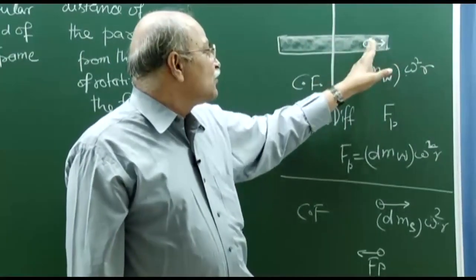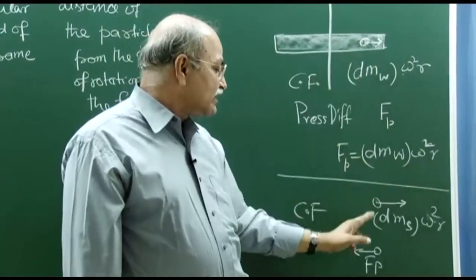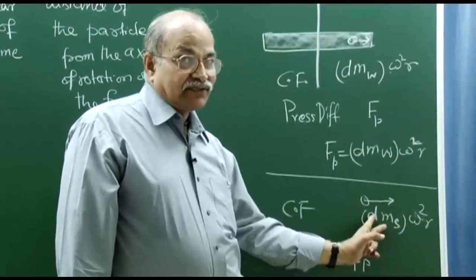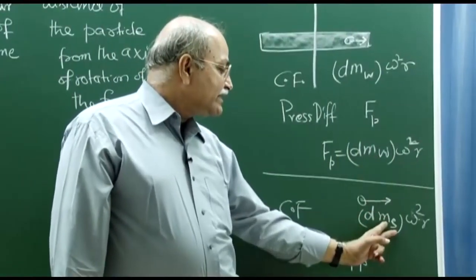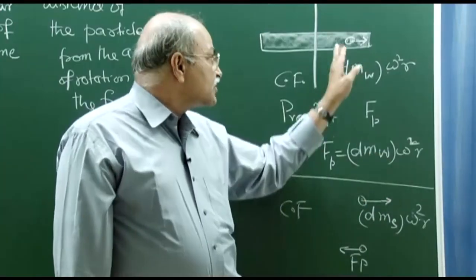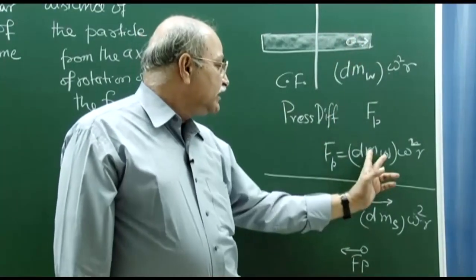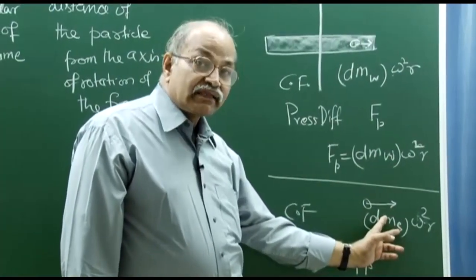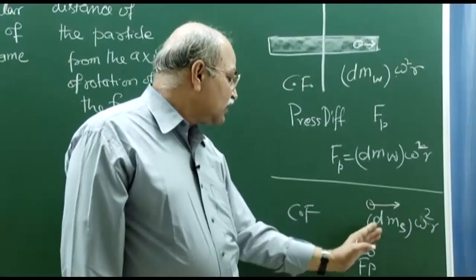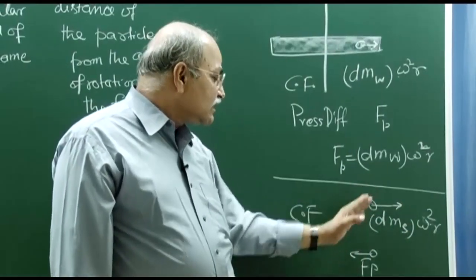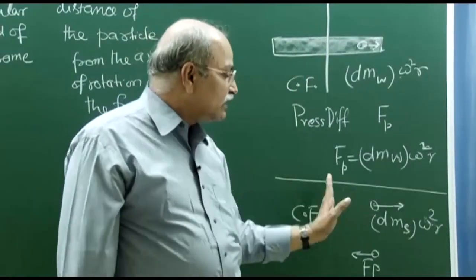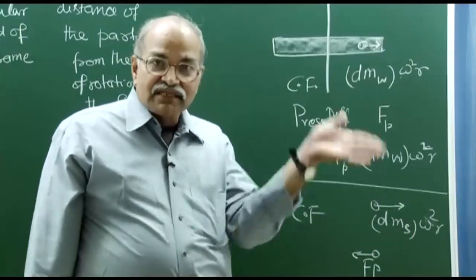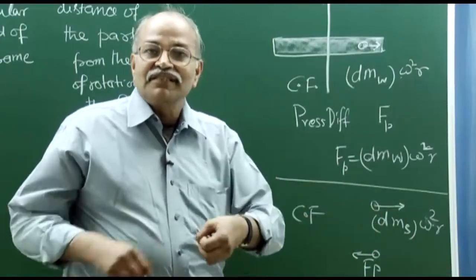What is the pressure here? What is the pressure here? So that remains the same. The centrifugal force has increased because stone is denser than water. So for the same volume, for the same shape, dm of water will be smaller, dm of stone will be larger. So centrifugal force is more than the pressure difference force. The resultant force as seen from this rotating frame is towards the right in this diagram, away from the axis of rotation, and hence the stone particles will go towards the end.